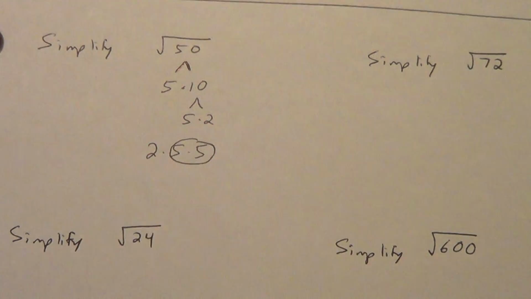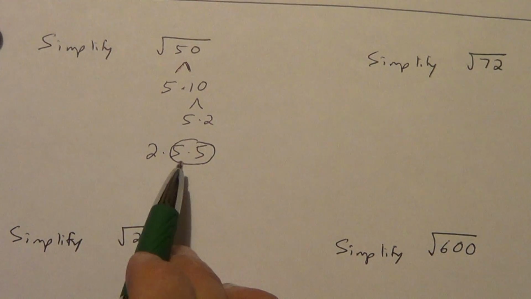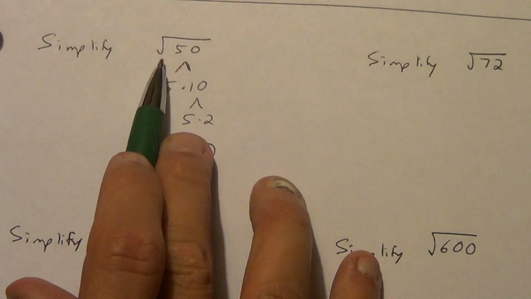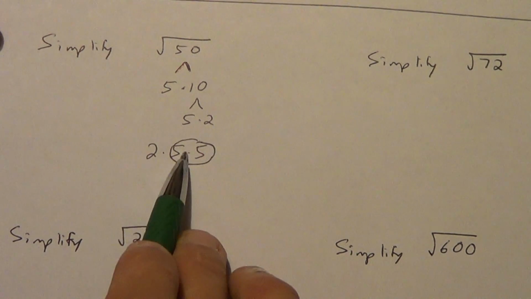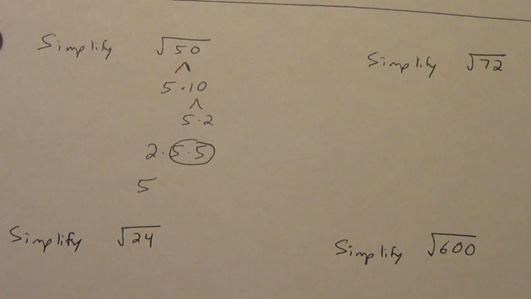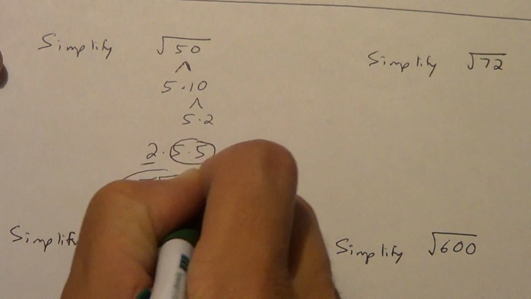Pairs go together, and then they move outside the root symbol. Basically what we're saying is this is 2, 5 times 5 is 25. Now we know the square root of 25 is 5, so we're going to pull the 5 outside. And we're going to leave the 2, the single, inside. 5 root 2.